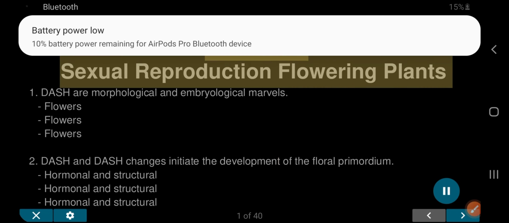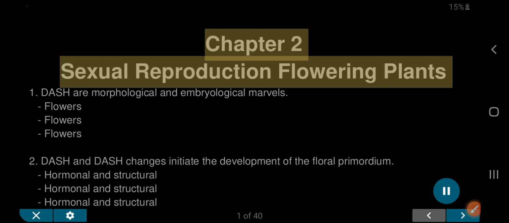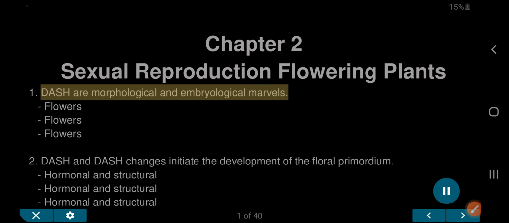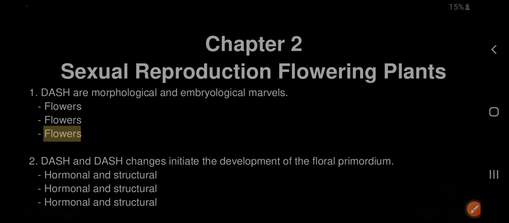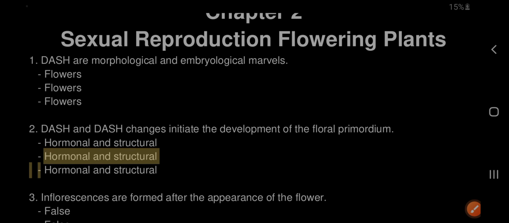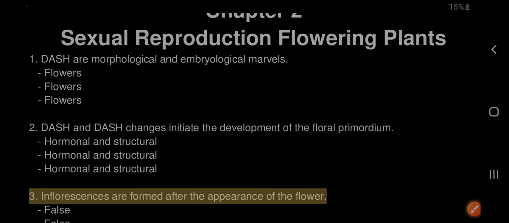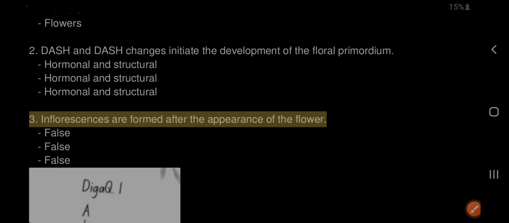Chapter 2: Sexual Reproduction in Flowering Plants. 1. Flowers are morphological and embryological marvels. 2. Hormonal and structural changes initiate the development of the floral primordium. 3. Inflorescences are formed after the appearance of the flower.